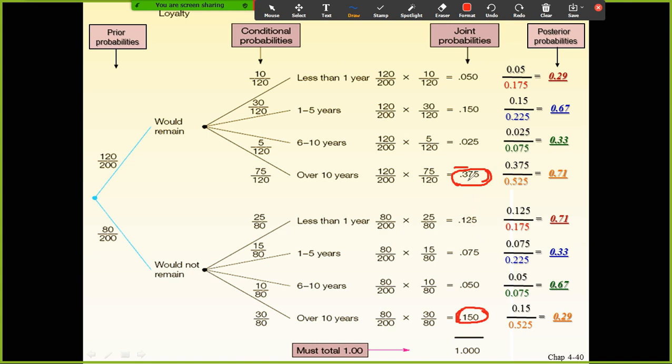This one is the probability of executives who work more than 10 years and say yes. This is work more than 10 years and say no. But we want to say yes. That's why we take say yes divided by overall. So this one comes from this plus that one.